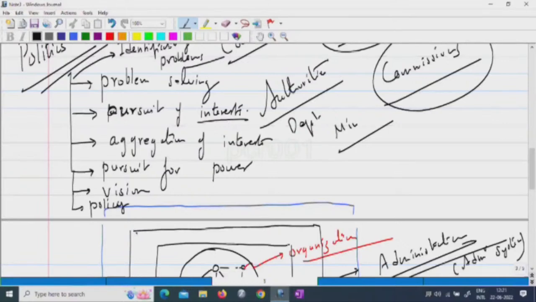You can ask some question in case you have till now. The three systems you have got: administrative system, political system and social system.